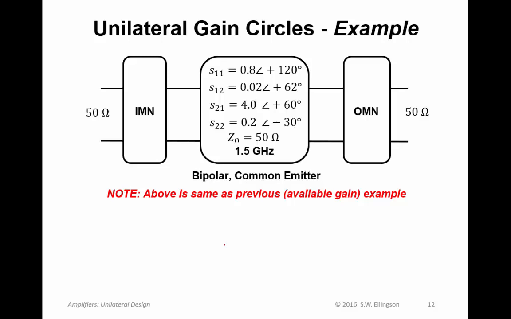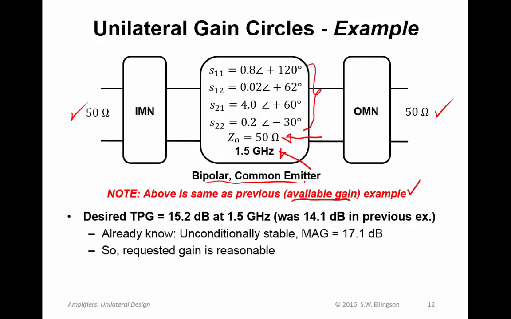So let me show you an example. This is the exact same example as in the previous lecture, and so it might help if you have forgotten that lecture to go back and just briefly review that to see what happened there. In this example, we've got a 50 ohm input specified, a 50 ohm output specified. Here are the S parameters of the active two-port of the transistor, probably in this case. Here is the reference impedance, no surprise, 50 ohms. Here is the frequency we're going to calculate this at, and this is a bipolar common emitter transistor.